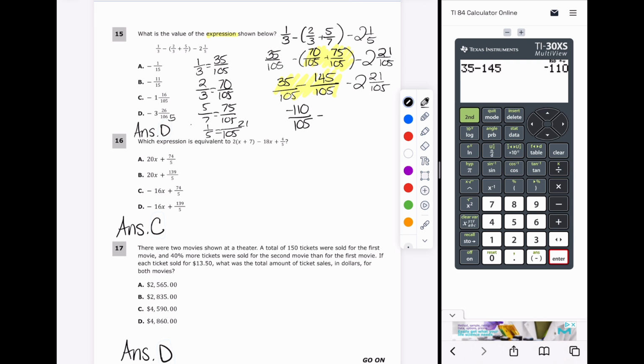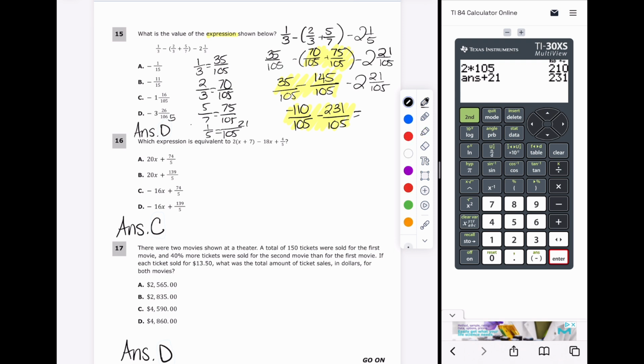And to subtract 2 and 21 over 105, I'm going to change that to an improper fraction. So 2 times 105 is 210. 210 plus 21 is 231. I'm going to do it again just to check because I did all that in my head. So 2 times 105 is 210 plus 21 is 231. All right, and here is my last step. I'm subtracting again, and I have negative 110 minus 231.